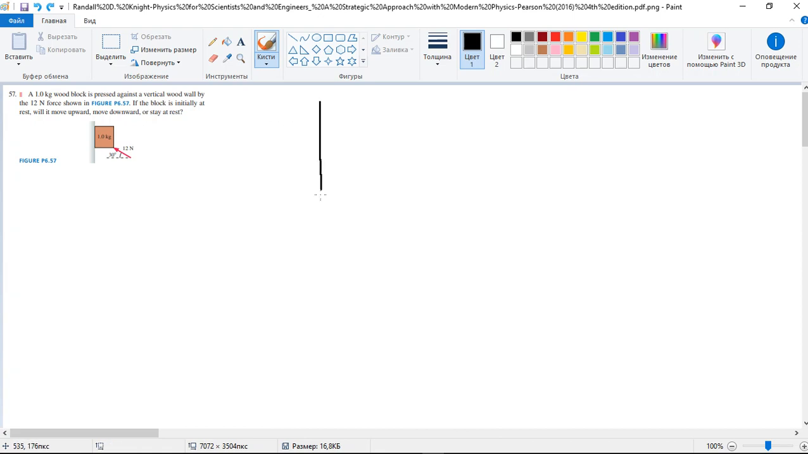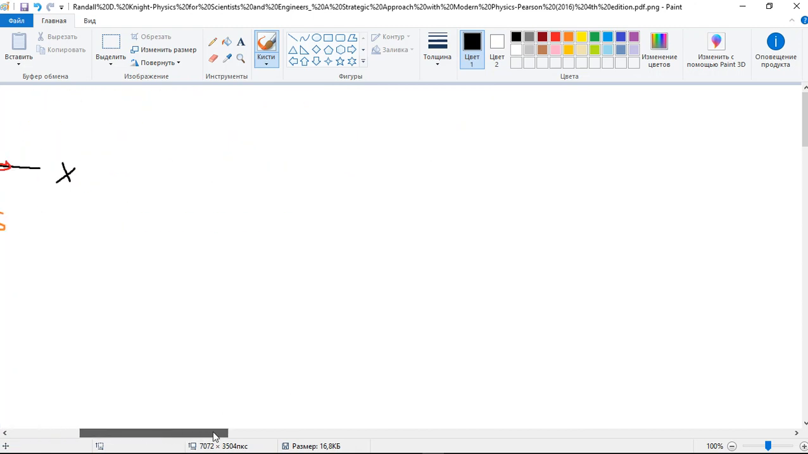First, we need to draw a force diagram. This is the y direction, and this is the x direction. In the x direction we have a normal force. In the y direction we have a gravitational force. And we have a push force, and this has a 30 degree angle.